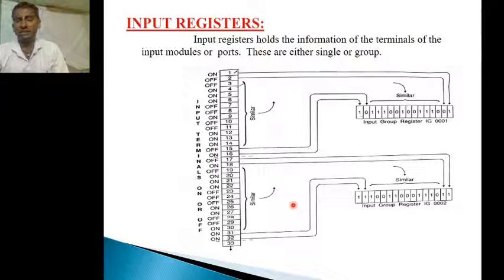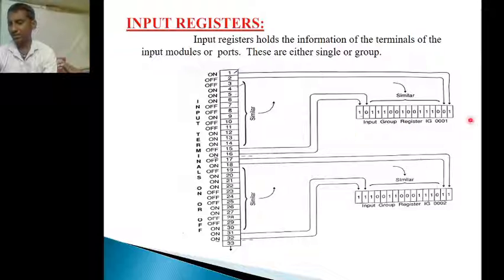And input registers. What is meant by an input register is that if the registers contain the information about the input devices, then that is called an input register. These input registers are classified into two types: single input register and group input register. The diagram here represents the group input register. Every group represents the information of 16 input devices at a time. This is the group register, and it consists of 16 devices' information.